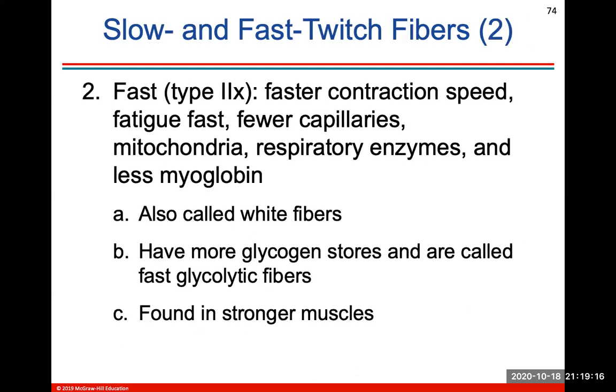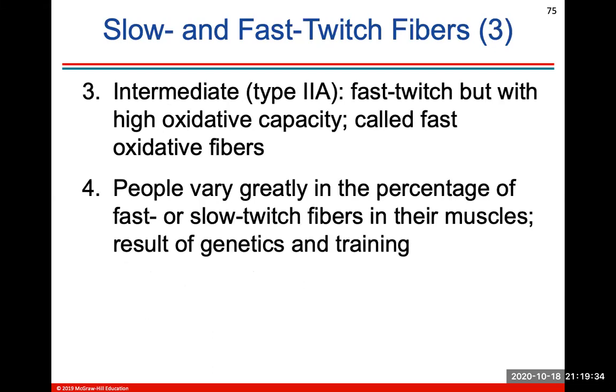Fast twitch has faster contraction speeds, and they'll fatigue faster. They have fewer capillaries, mitochondria, and respiratory enzymes, and less myoglobin. They're called white fibers, so we sometimes call them the white meat, and they're found in stronger muscles that just need a burst of energy. You have intermediate fibers as well.